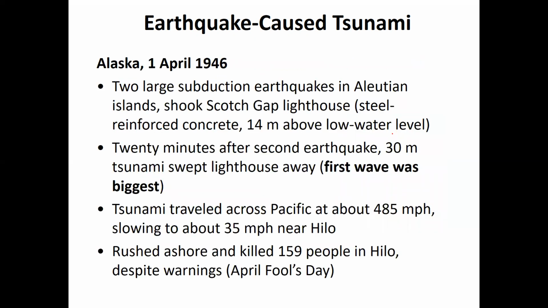So as we mentioned, there was an earthquake in the Aleutian Islands of Alaska, April 1st, 1946. The Aleutian Islands are volcanic islands formed along the subduction zone. So there was a rupture of that subduction zone. It shook the Scotch Gap Lighthouse, which is steel reinforced concrete, 14 meters above the low water level. The earthquake did. 20 minutes after the second earthquake, a 30-meter tsunami swept the lighthouse away. In this case, the first wave was the biggest. As we'll see, that's not always the case.